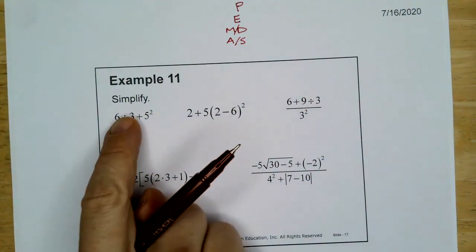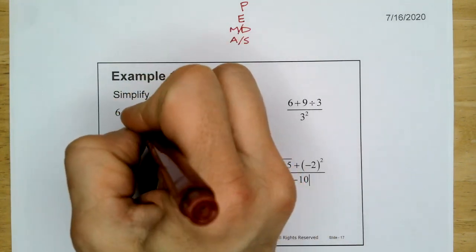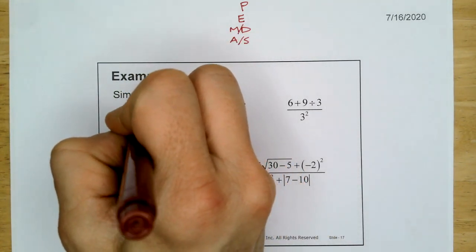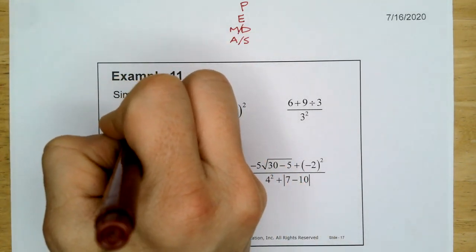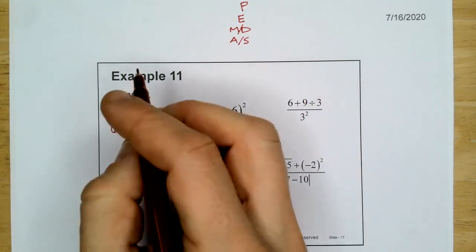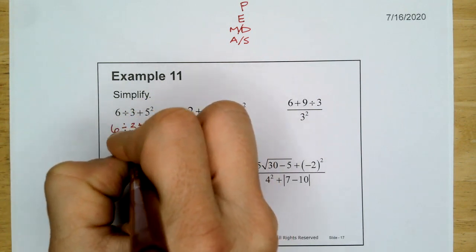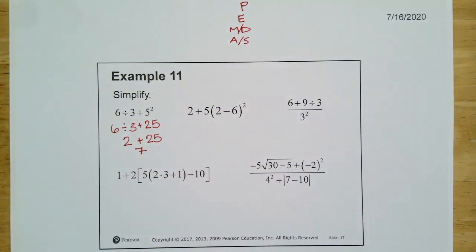Okay. Do I see any parentheses, any grouping symbols? No. So I'll start with exponents. 5 squared is 25. 6 divided by 3 plus 25. Now I want to do division before I do addition. 6 divided by 3 is 2. 2 and 25 is 27. Good.